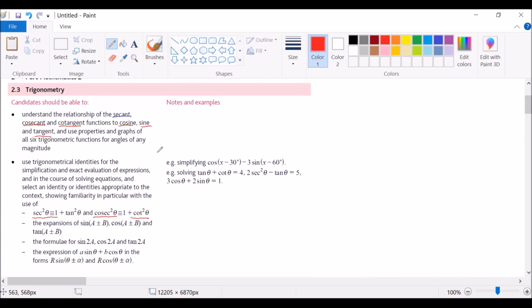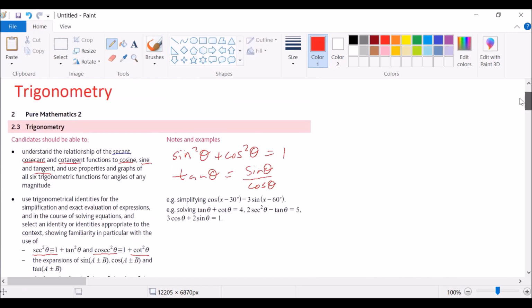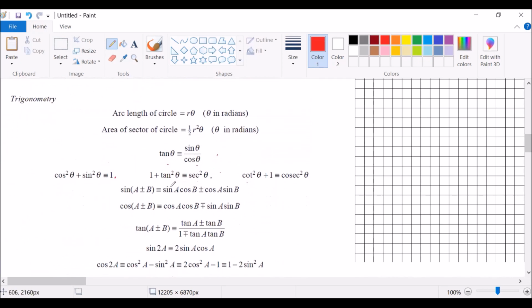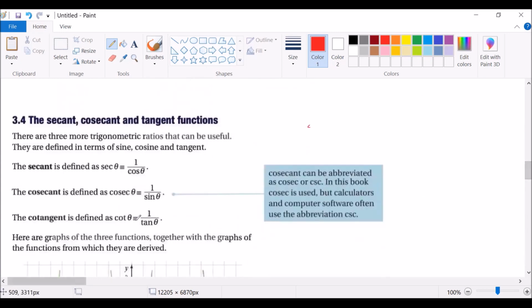tangent. Prior knowledge of identities such as sine squared theta plus cos squared theta is equal to 1, and tan theta is equal to sine theta over cos theta from the AS content is required or is assumed in this section. We must also know that the identities involving these functions are given in our MF9 formula list provided to us in the examination. Now let's see the relationship.